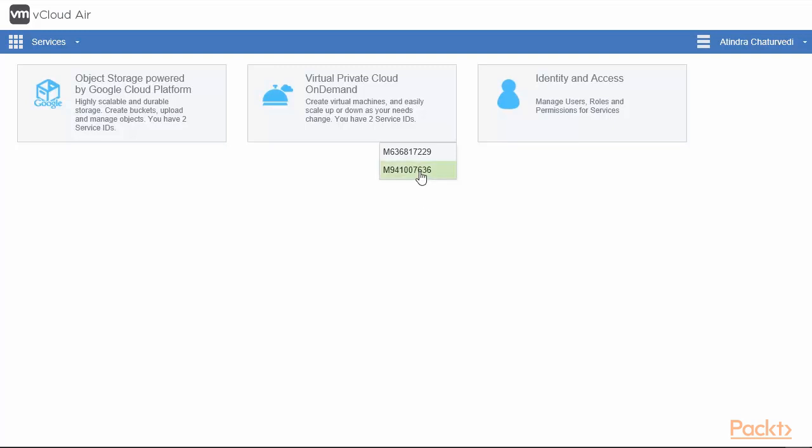After this, we're going to go back into our vSphere client and take a look at how we would connect to a target that's out in the cloud.